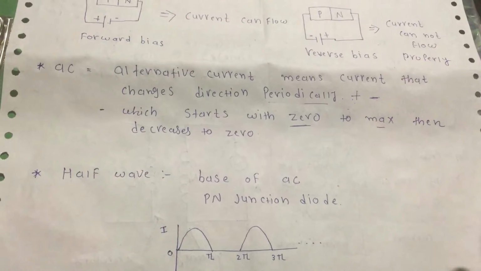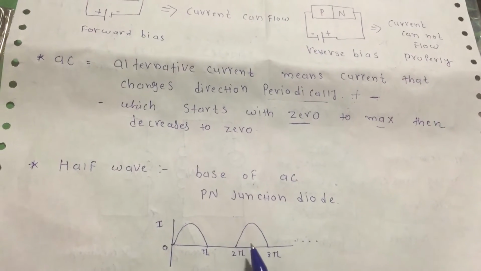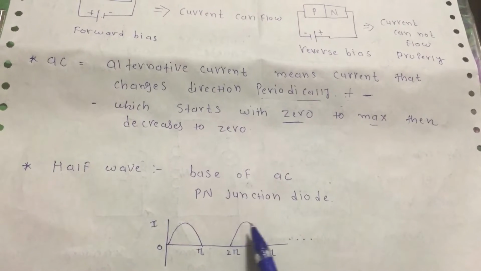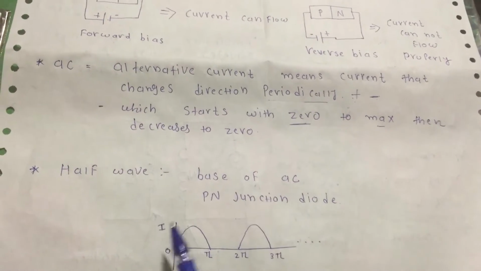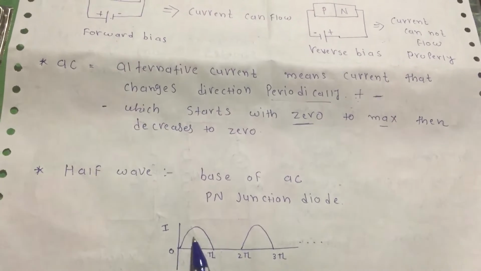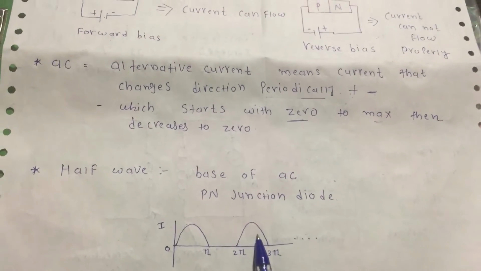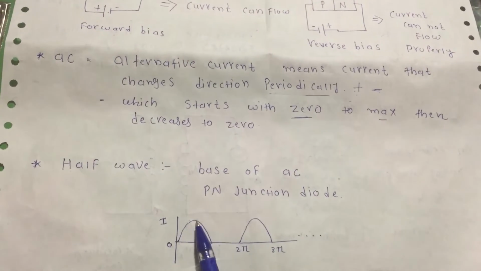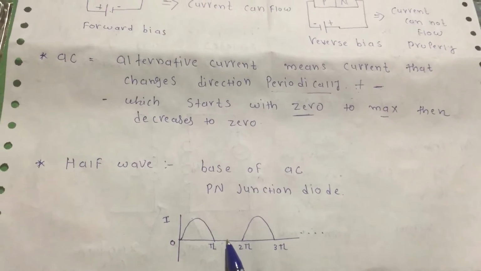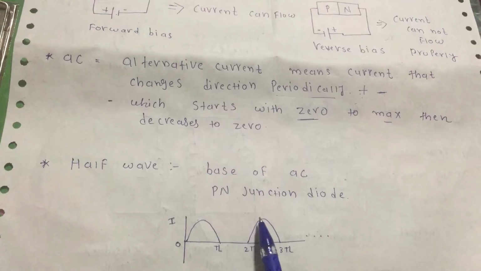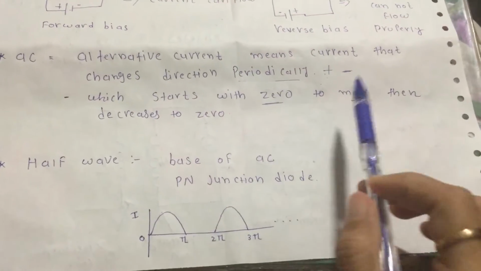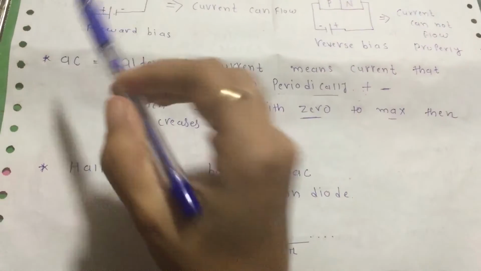Of course, it changes the polarity, then in forward bias we get the current on the positive side. Okay, so in reverse bias we are not getting any waveform, but in forward bias we are getting the waveform. Okay, so 0 to maximum, then again decrease. In reverse bias we get nothing. Okay, again 0 to maximum, again decrease, which is the direction changing periodically in AC current.